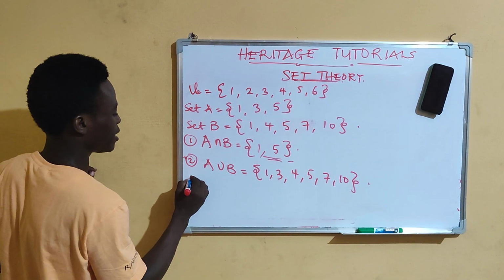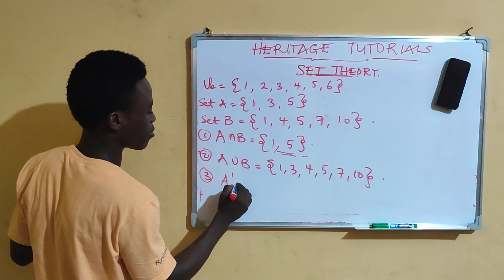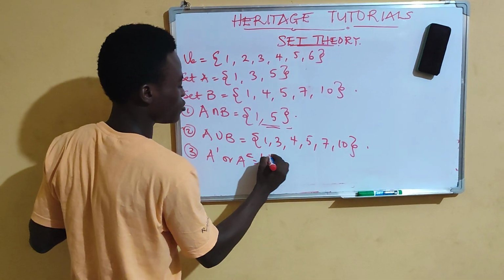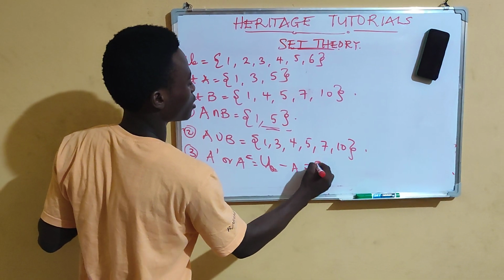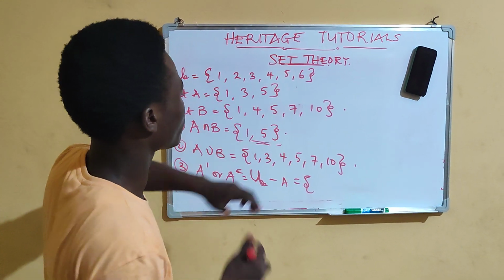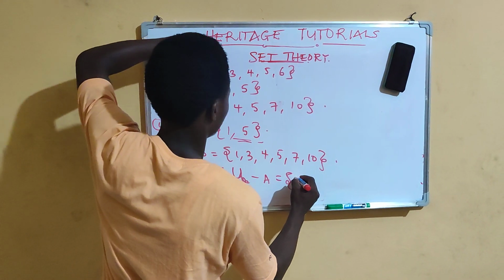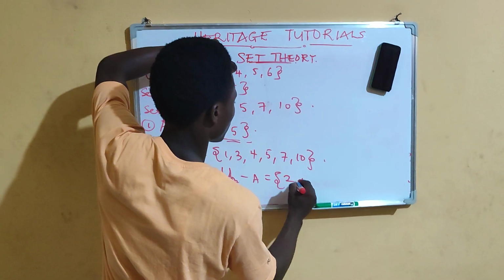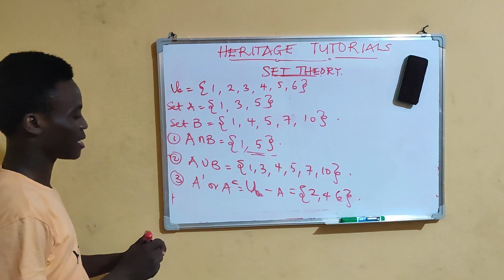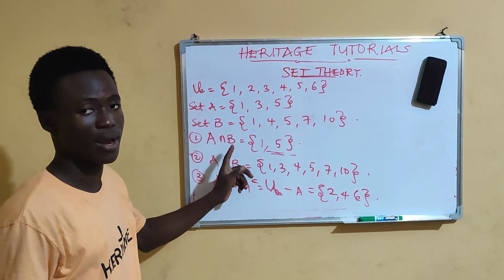I can ask you to find A prime or A complement. Remember I told us it means the same thing. That's universal minus A. Now you remove the elements of A. What are the elements of A? 1, 3, 5. So you remove 1, you'll be left with 2. Remove 3, you'll be left with 4. Remove 5, you'll be left with what? 6. I hope you get that. The same thing applies to B prime and all that.